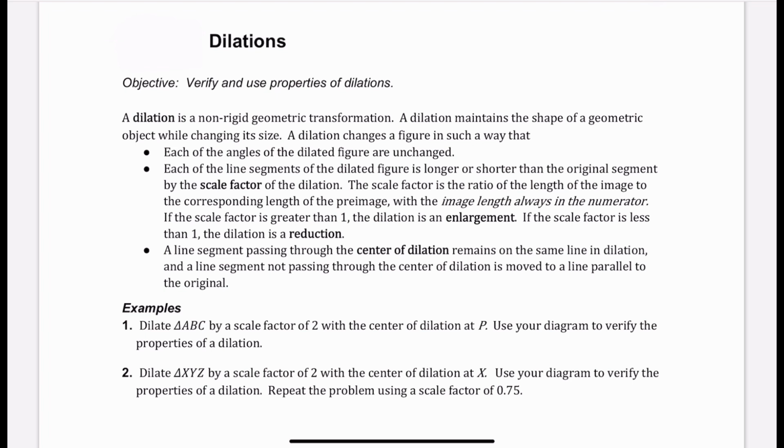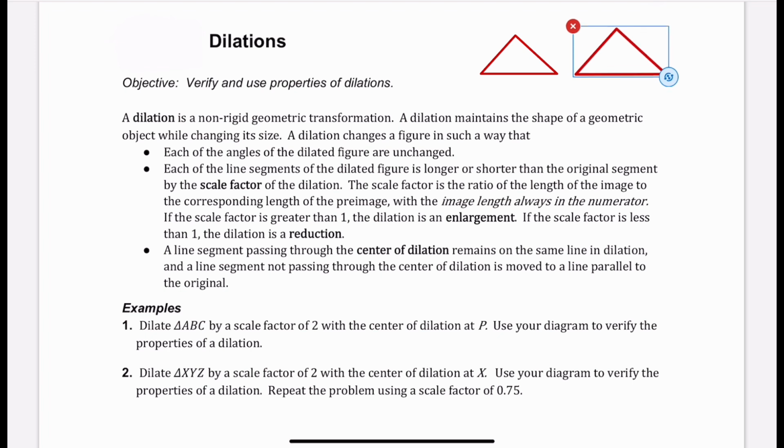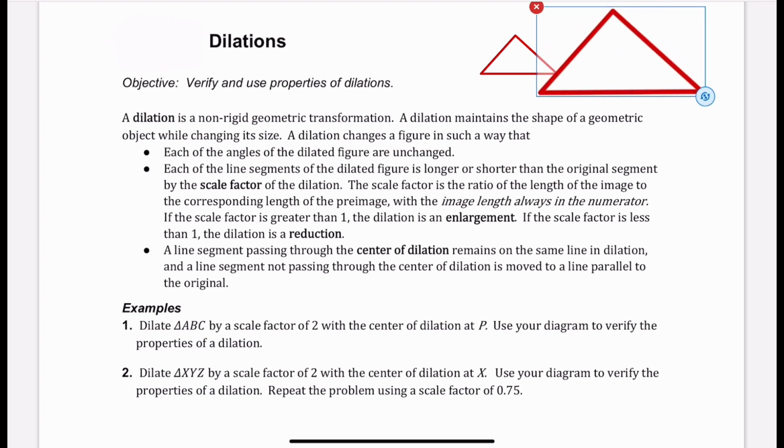So what does that mean? Let's just say I draw a triangle here, and if I'm going to copy and paste this, this is a congruent triangle. It hasn't been changed at all, but I can move it around and put it right on top and it would be exactly the same. Now if I resize this, it would be a dilation.